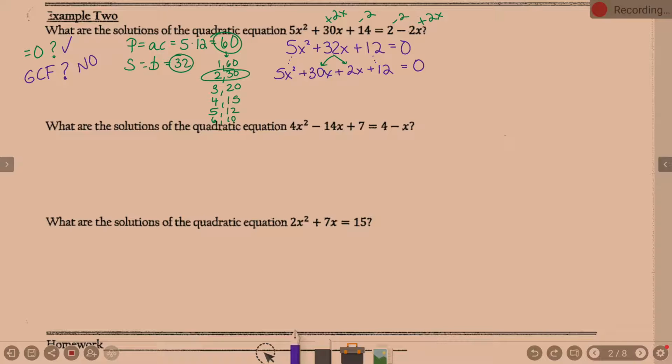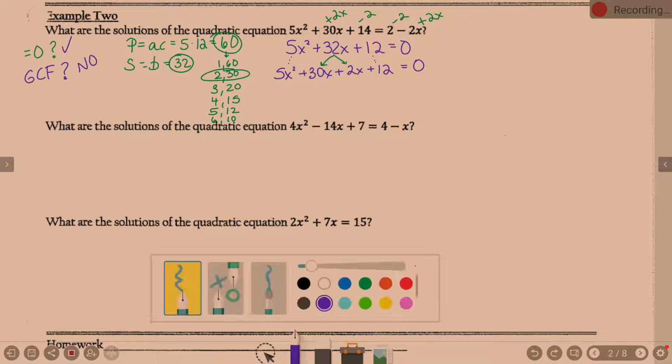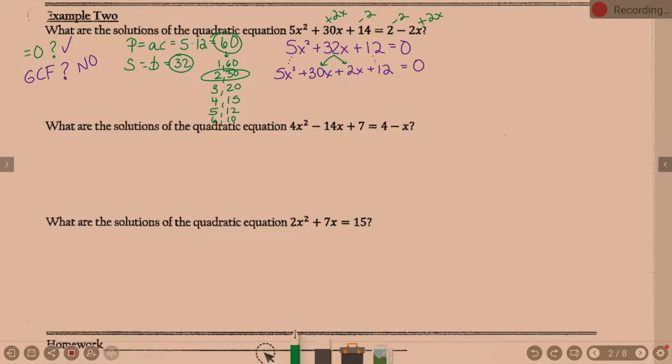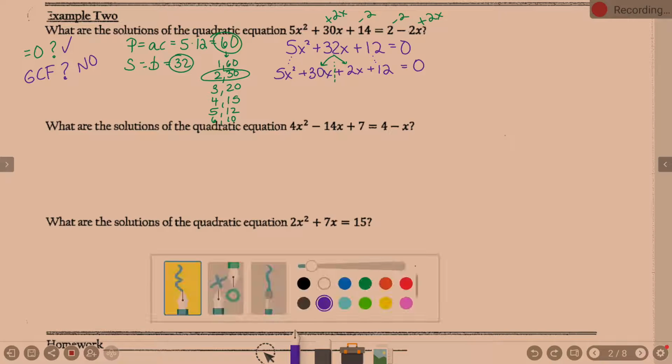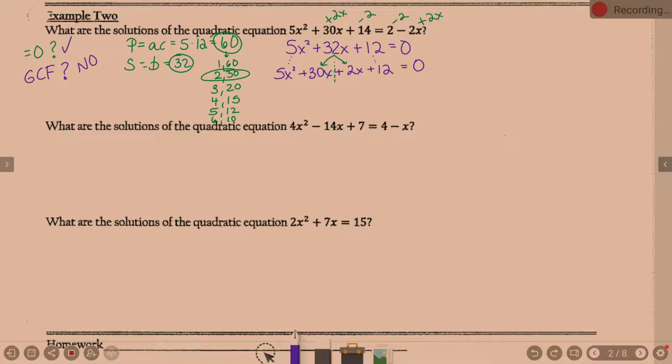4 terms, right? 1, 2, 3, 4 terms. Do you remember the next step when you have 4 terms? You have to split it into 2. Yeah, we're going to split it in half. First 2 terms, second 2 terms. And I want to know, what is the GCF of just the first 2? Forget the last 2. So 5x squared and 30x. 5x. They both divide by 5, and they both have an x, don't they?